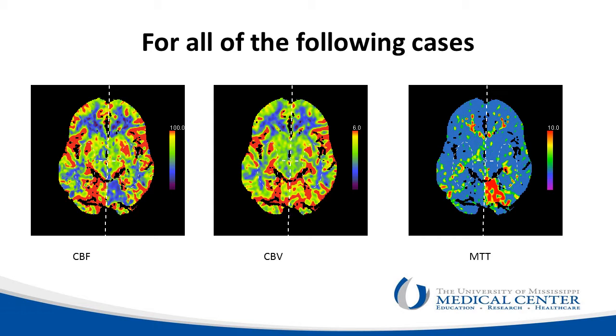As a convention for all the following cases, the cerebral blood flow will be on the far left, the cerebral blood volume will be in the middle, and the mean transit time will be on the far right.